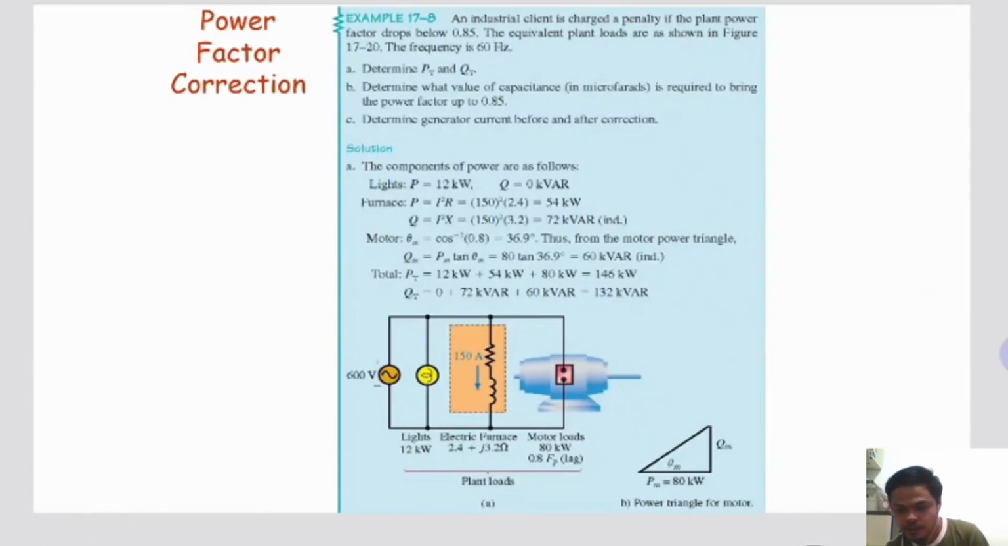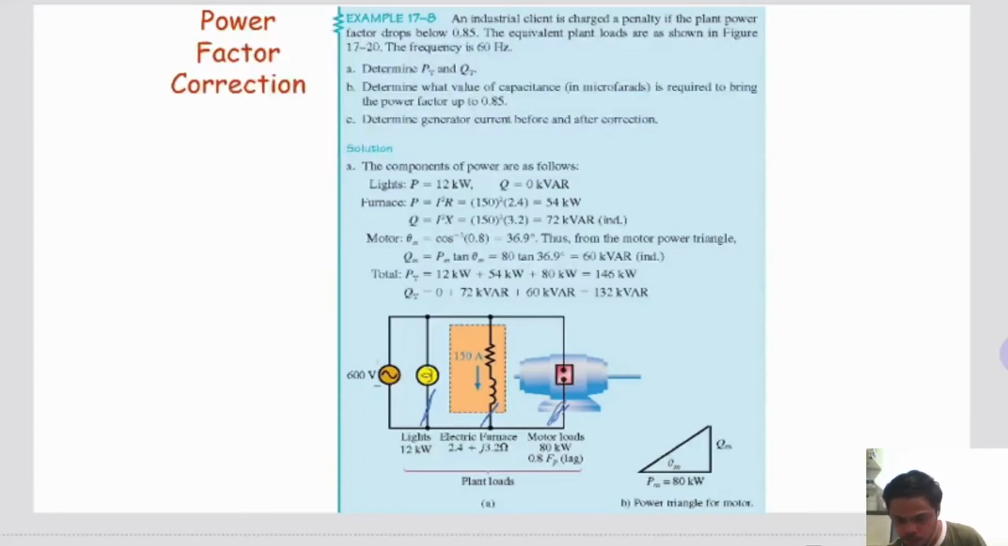Okay, so take for example an industrial client is charged a penalty if the plant factor drops below 0.85. The equivalent plant loads are shown in the figure. The frequency is 60 Hz. So you have the plant load consists of light load, electric furnace, and motor loads. Okay, so determine the total power and reactive power consumed by the load or supplied in the system.